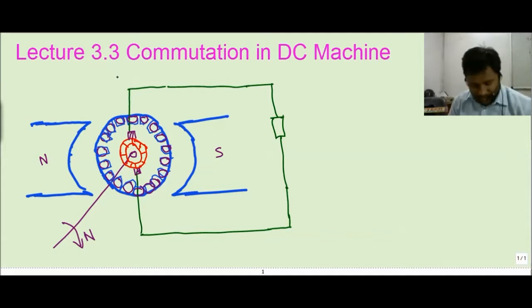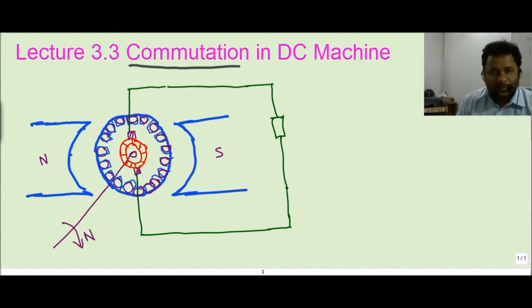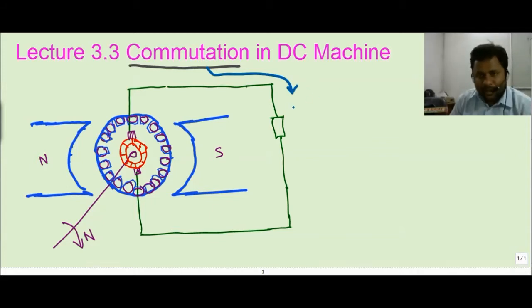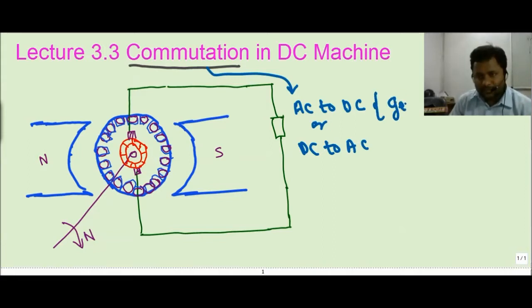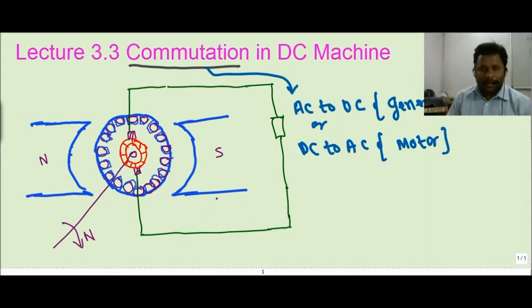Here we are going to discuss lecture number 3.3, called commutation in DC machines. The term commutation is basically used to convert AC to DC or DC to AC. AC to DC we use in terms of the generator, and DC to AC we use in terms of the motor. Here we are starting with the generator action.